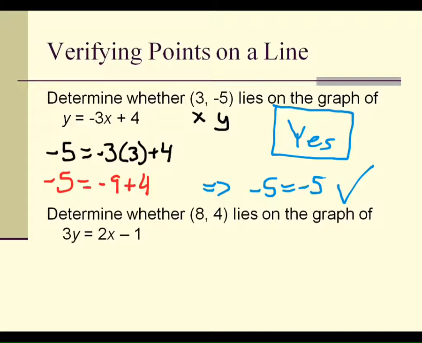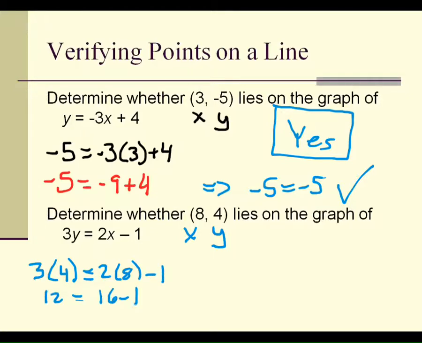I want you to tell me, is (8, 4) on the line of that graph? So hopefully what you've started to do is, this is the x-coordinate, right? 8's the x-coordinate. 4 is the y-coordinate. I'm going to plug that in for x and y and see if I get something that's true. So plug in 3 times 4, because that's the y-coordinate, equals 2 times 8 minus 1. Well, that's 12. That's 16. 16 minus 1 is 15. Is that true? Does 12 equal 15? Nope. So the answer would be no.